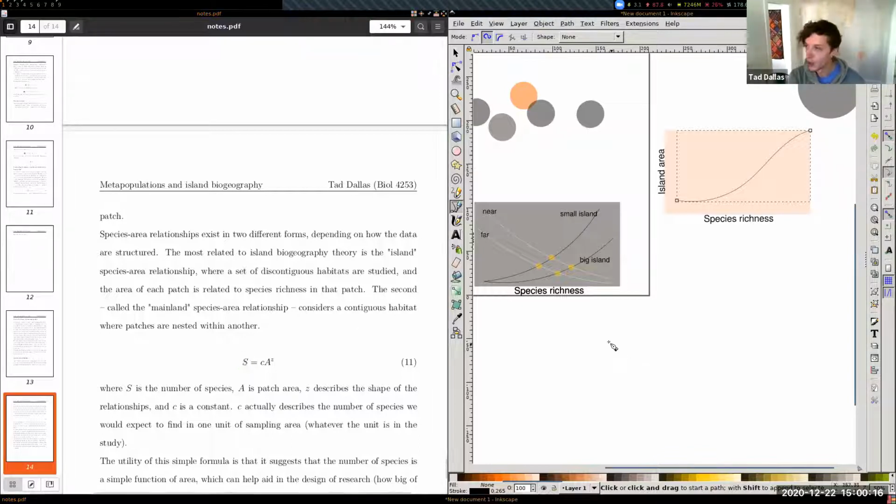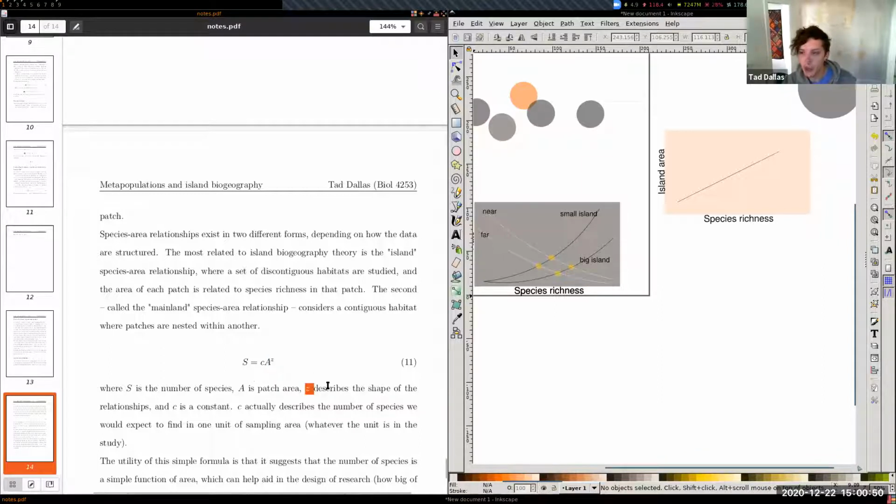A lot of times these are considered in log-log space, in which case it would be linear in log-log space. But regardless, this is an island species area relationship where the number of species S is determined by some constant C times the island area A raised to the power Z. And so these two parameters, C and Z, are the things that need to be estimated from given data.